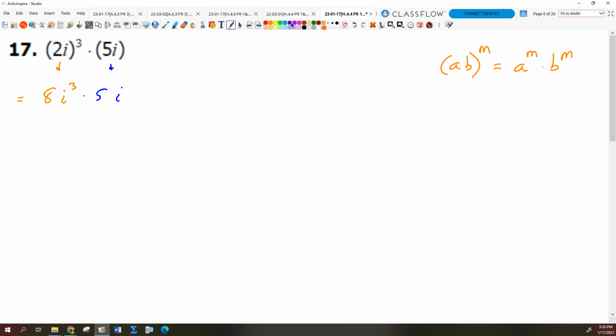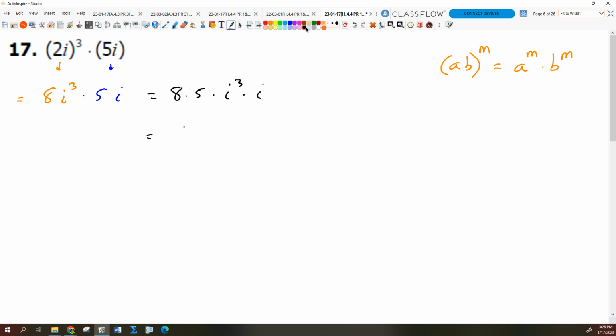Okay. Now, the easiest way to do this, in my opinion, would be just to commute that product. I can commute the order in which I multiply products. I can switch their order, right? So what would be a more convenient order to multiply those 4 things in? Because I'm multiplying 8 times i cubed times 5 times i. 8 times 5 times i cubed times i.